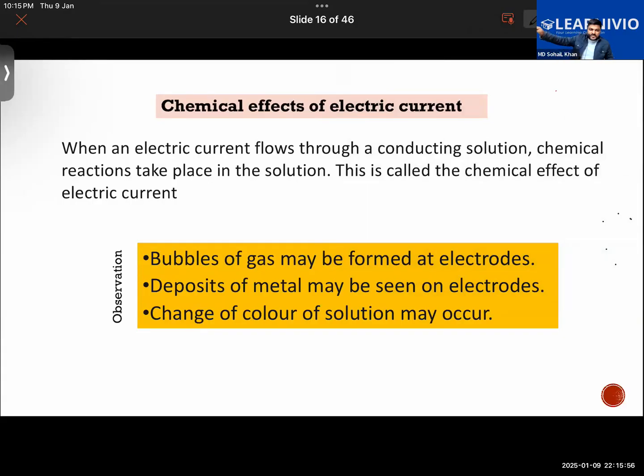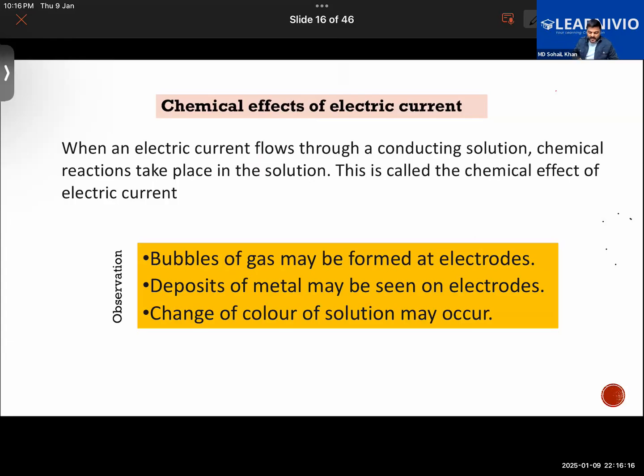Okay, now let us talk about this chemical effect, right? So chemical effect is defined in the following manner: when an electric current flows through a conducting solution, chemical reactions take place in that solution, and this is called the chemical effect of electric current. It is called the chemical effect of electric current.